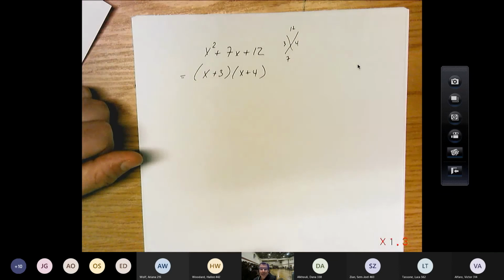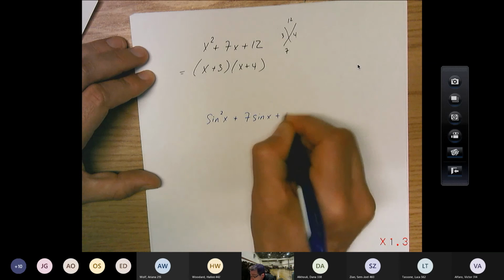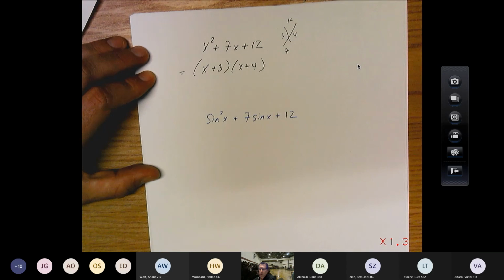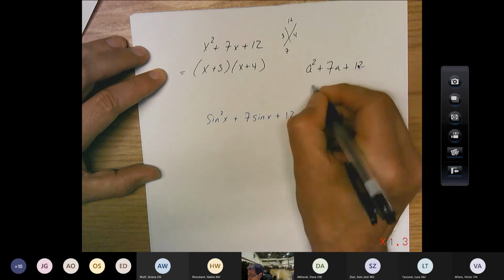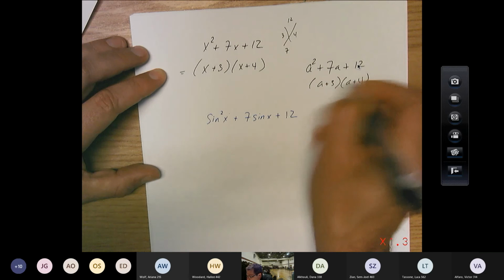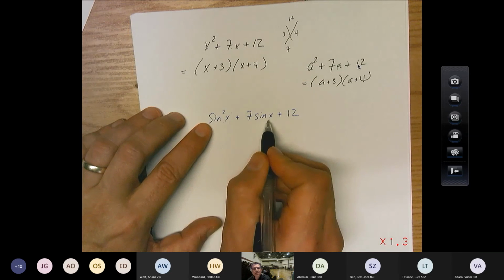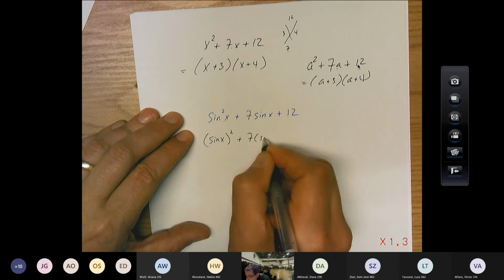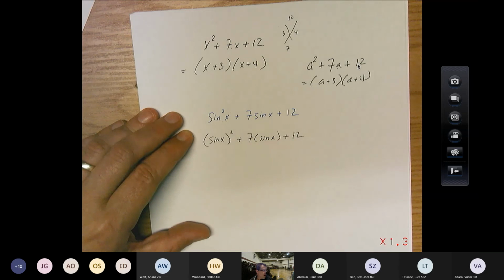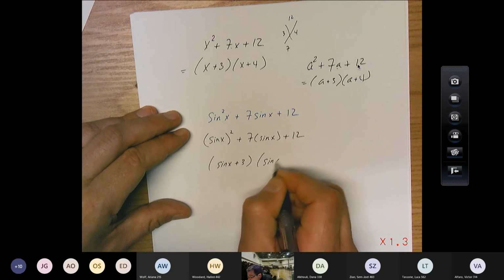You really want to freak out your friends? Let's do this. Sine squared x plus 7 sine x plus 12. Compare the two of them. How different is this from me doing this? a squared plus 7a plus 12 will be a plus 3 and a plus 4. How different is it taking the x's and making them a's to now making them sine x's? Now maybe this throws you off a little bit, so maybe you want to look at it like this. Fine. And this gives us an answer of sine x plus 3 and sine x plus 4.